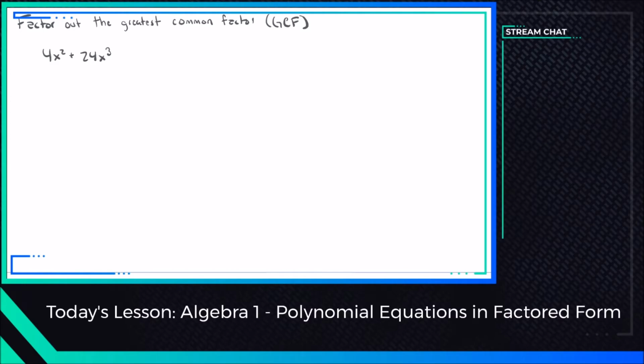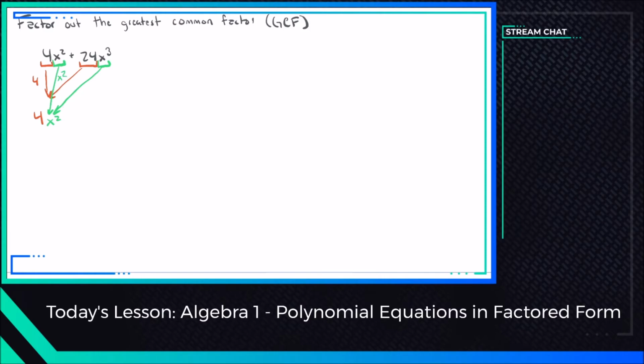So if we look at both of these here, if we look at just the number aspect, 4 and 24, the greatest common factor between these two is just a 4. They're both divisible by 4. So let's pull that out and write a 4 there. And then if we look at our x's, this one has x squared, this one has x cubed, right? 2 x's is going to be smaller than 3 x's, so we're going to pull out an x squared on both of those. And that's what we have.